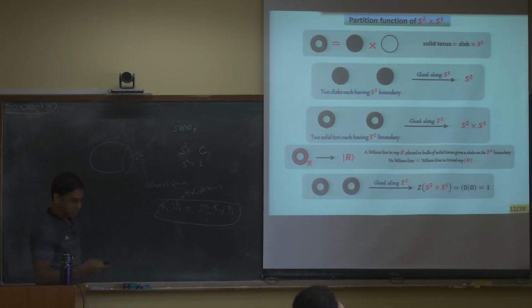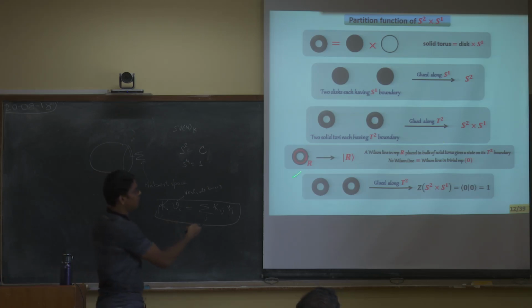Okay. So now here is the way we can compute the partition functions for different manifolds. A solid torus can be written as a disk times S1. We also know that if we have two disks, each having an S1 boundary, we can glue these disks along the S1 boundary to get a different manifold, S2. Using these two, if we take two solid tori having T2 boundary, we can glue them along T2 to get S2 cross S1.